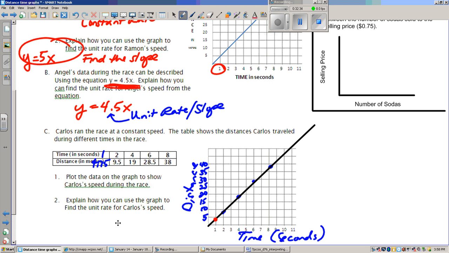All right, write your description. I'll sum up what we just said here for number 2. Write a good description there, a good explanation.